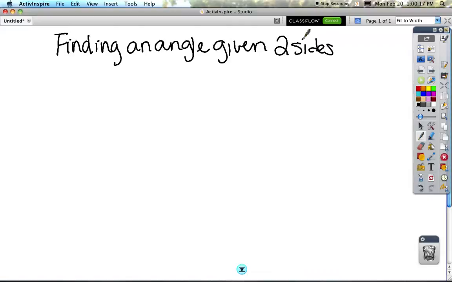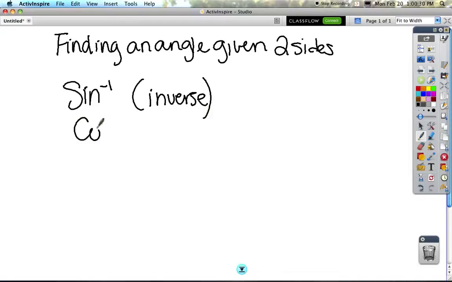You'll need to use inverse sine. So do you see that sine to the -1? That's inverse. So you might want to make a note of that. You hit sine twice on the calculator. Now, you might want to make a note that you always use inverse to find an angle. Always use inverse to find an angle.